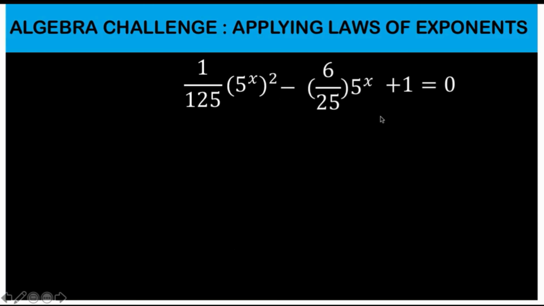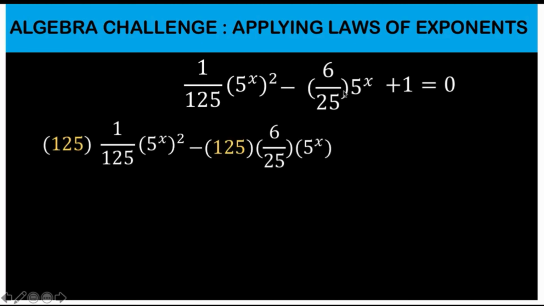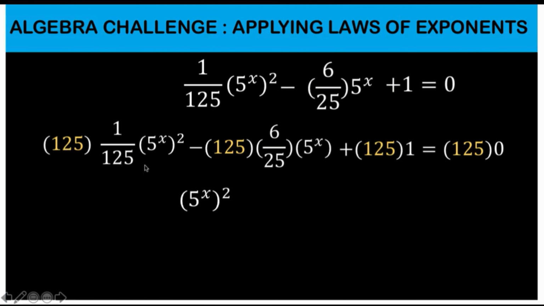Let's simplify the equation by multiplying both sides by the least common denominator. That means we multiply the first term, the second term, the third term, and the right side of the equation by that LCD 125. So the first term times 125, the second term times 125, then this third term times 125, and the right side also multiplied by 125. The purpose of this is we want to eliminate the denominator. 125 times 1 over 125 equals 1.